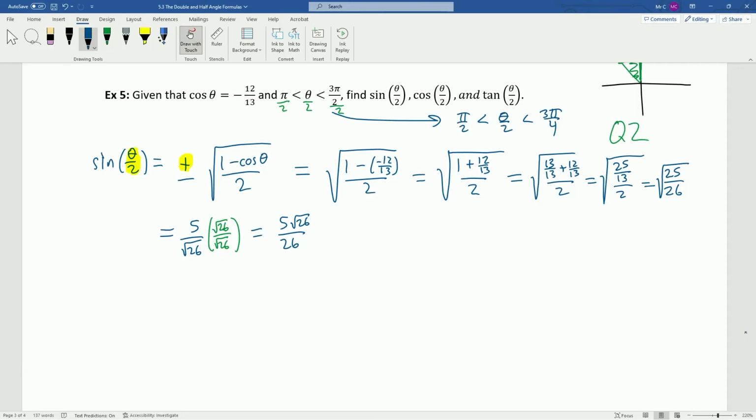Okay, so now we'll tackle cosine of theta over 2. And again, it's plus or minus the square root of 1 plus cosine of theta, all over 2. The question is, which one is it? Well, we're in quadrant 2. So theta over 2 is in quadrant 2. So cosine is negative in quadrant 2.